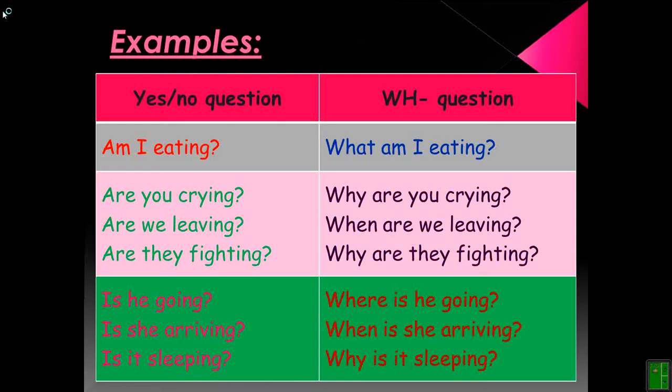Alright, on the other hand, the WH questions are like this. What am I eating? Why are you crying? When are we leaving? Why are they fighting? Where is he going? When is she arriving? Why is it sleeping? These are the questions using yes/no questions or WH questions.